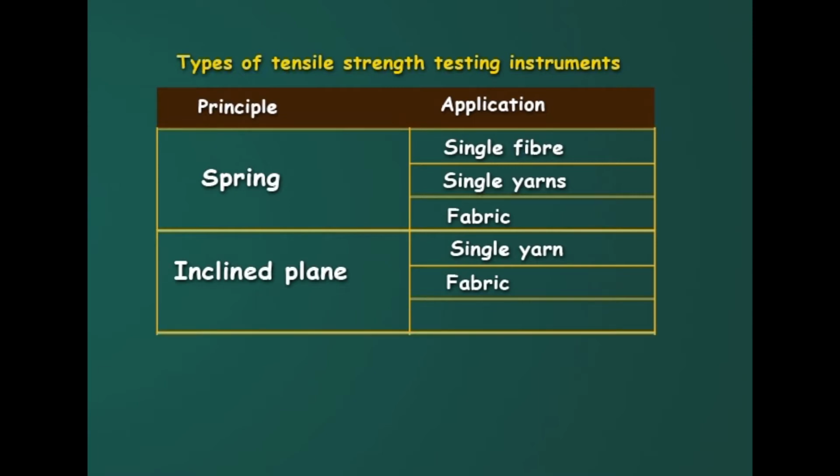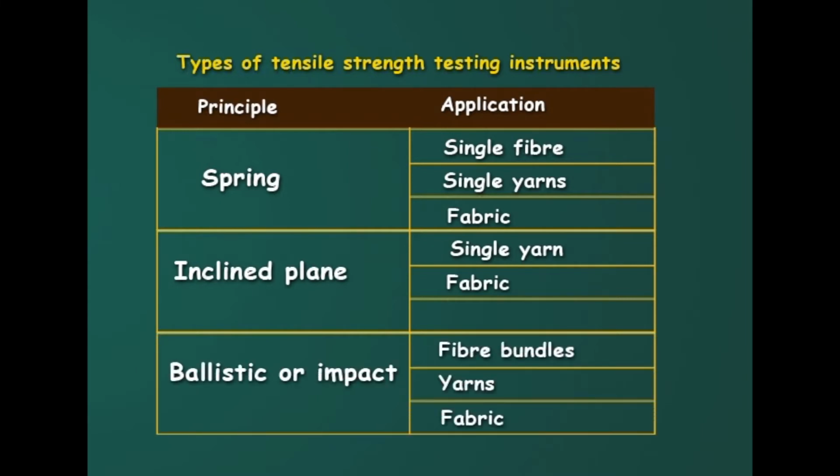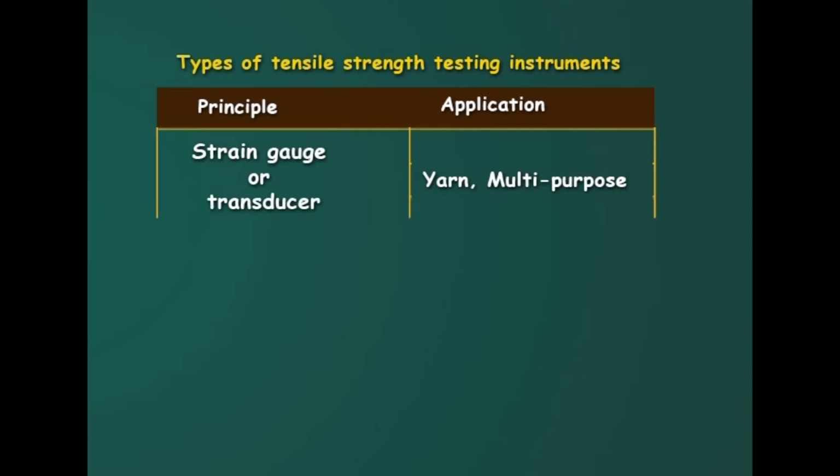Then the inclined plane principle is another one, and in this we have instruments for testing single yarn and also fabric. Another principle is ballistic or impact testers, where instruments are there for testing fiber bundles, yarns and also fabric. Another very important principle in vogue today is the strain gauge or transducer, which is used for testing yarn, and it is also multi-purpose. Many other things can also be tested under this particular principle.